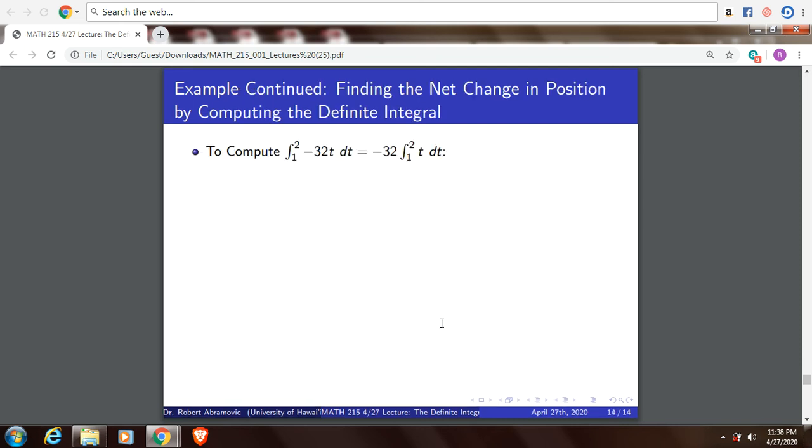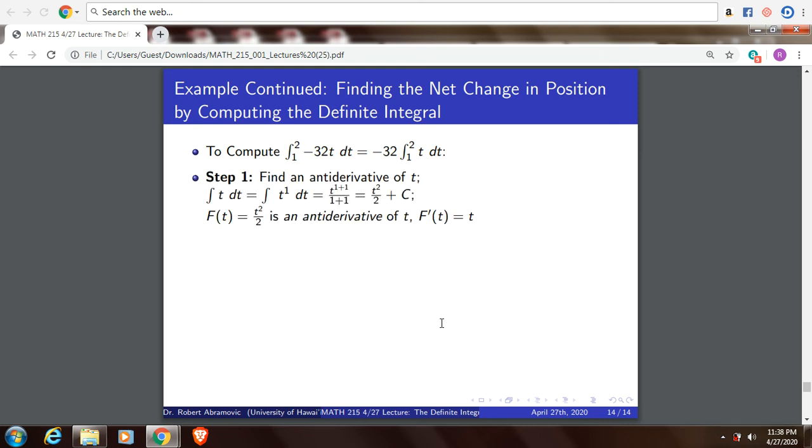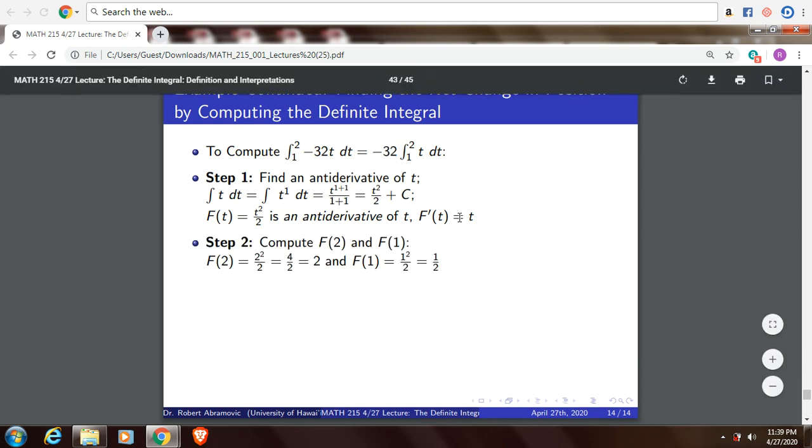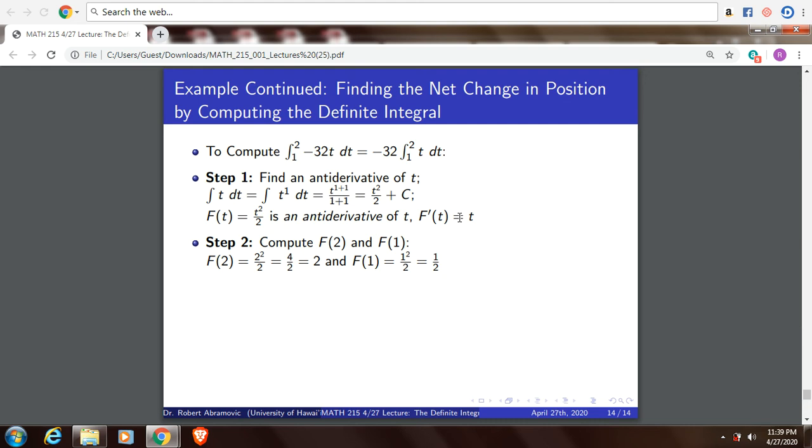Now, to compute this, we follow the steps outlined in the previous slides. Step 1, find antiderivative of t. So notice we used the rules for definite integrals. We took out the constant negative 32. And then antiderivative of t is just t squared over 2. Plug in F(2) and F(1), we get F(2) is 2, F(1) is a half. So compute the difference. F(2) minus F(1) is 3 halves.